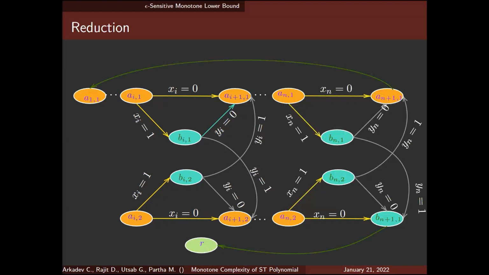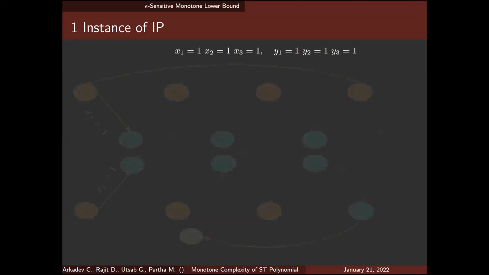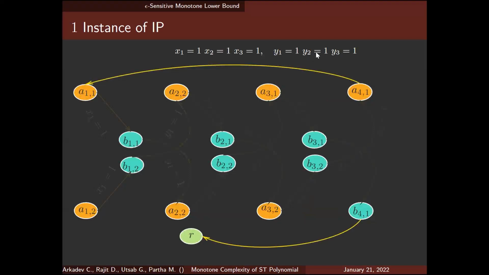So let's get an example. Consider one instance of the inner product IP. If we use a 3-bit inner product and the values xi are all 1 here and yi's are all 1 here. These are all the vertices of Alice and Bob in my gadgets. Let's see what happens to a path that starts from A11. So there are three i's such that xi times yi equal to 1.